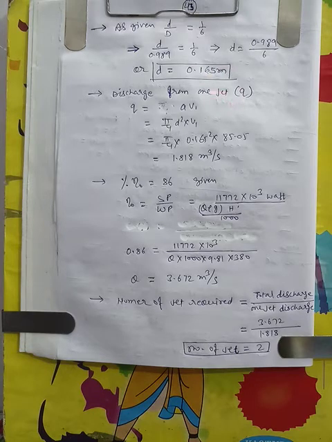Now discharge from one jet will be given by A V1. Discharge from one jet will be given by cross-section area of jet into velocity through jet, that we calculated at the starting. So A is equal to pi by 4 d square, d is the diameter of the jet. So discharge from one jet can be calculated from here, that is coming 1.818 meter cube per second.